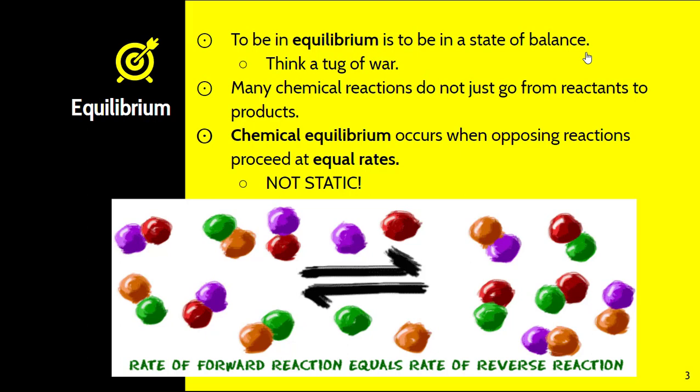Chemical equilibrium occurs when opposing reactions proceed at equal rates. The key thing here to keep in mind is that the reaction is not static. Equilibrium does not occur when the reactants and products are the same, nor does it occur when the reaction stops. The equilibrium occurs when opposing reactions proceed at equal rates. So that's something to keep in mind here. We're not looking at the amount of reactants versus products. That can be completely different. But the rate of the reaction going one direction is the same as the rate going the opposite.